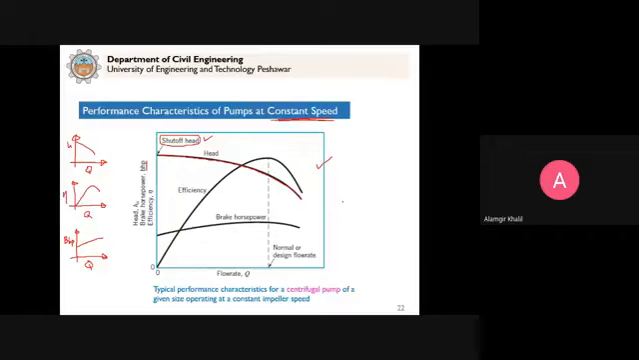Clear? So what is the advantage that we can get? Basically, these are the performance characteristics for a centrifugal pump. Now you can see that this is the maximum efficiency. We can evaluate the performance of a pump. This is the maximum efficiency, so this is eta maximum.